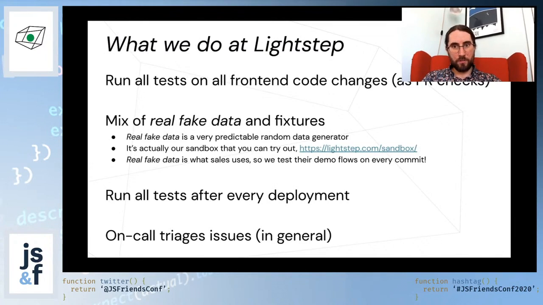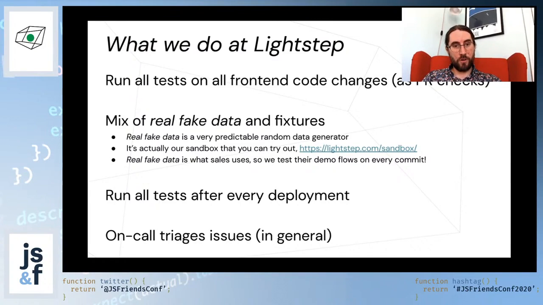So not to leave a bunch of questions without some answers, this is what we do at Lightstep. We run all of our tests on all of our front-end code changes. Every commit, every PR, all the tests run on that. We run all the tests after every deployment too. We have automated deployments to our staging environments, and then manual ones above that. After those deployments, we run all the tests. It just takes a couple minutes, and it gives us a lot of confidence. It's also very fast, faster than us doing the manual QA. It just goes out and validates everything.